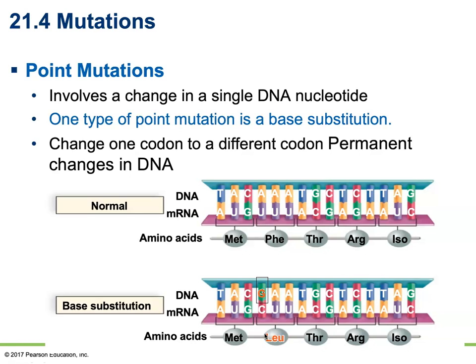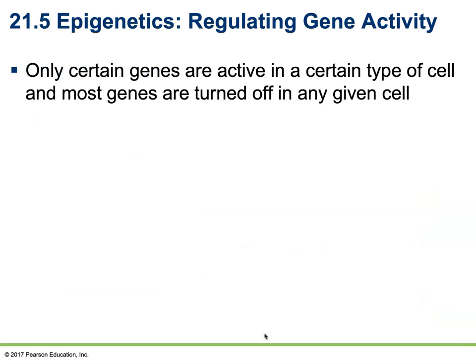This might not be so bad. If we substitute a hydrophobic amino acid for another hydrophobic amino acid, we might not see a drastic effect. If, however, we were to substitute a hydrophobic amino acid for a hydrophilic amino acid, we suddenly could drastically change the shape, completely change the shape of the protein. And so a point mutation can have anything from no effect to disastrous effect. And those are point mutations.